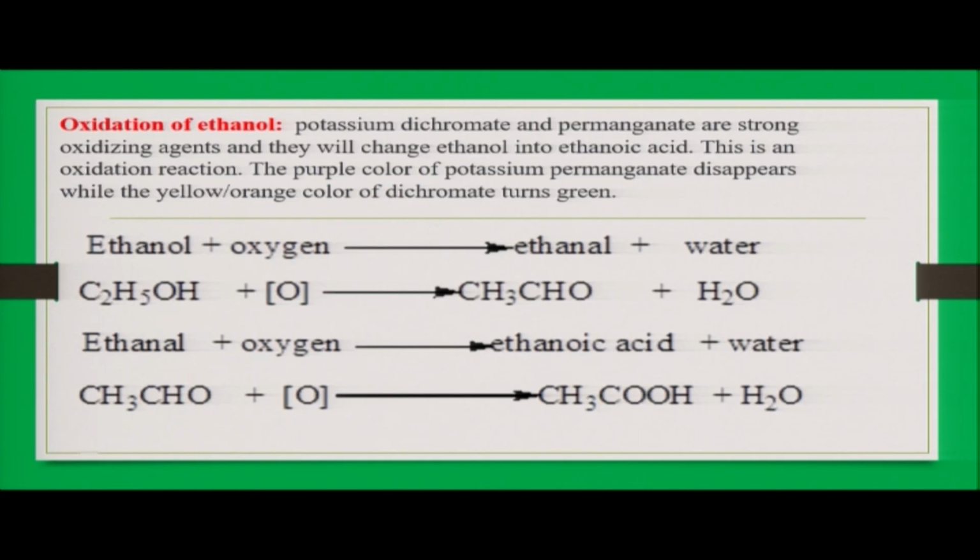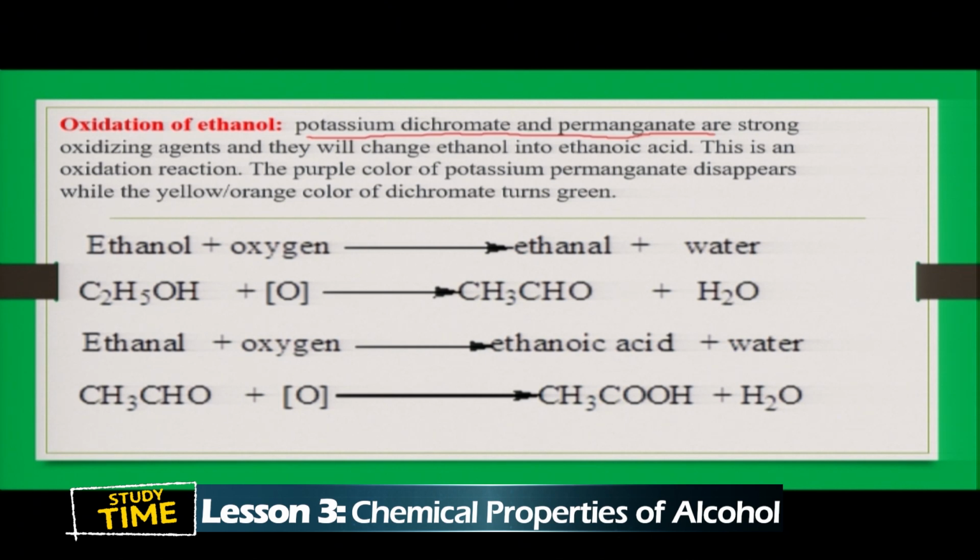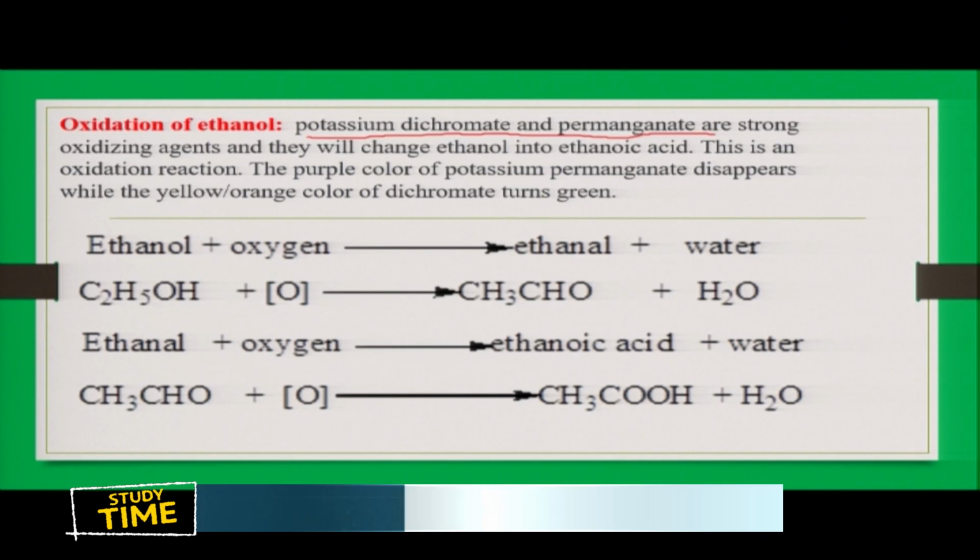What are these oxidizing agents? The oxidizing agents that we are talking about are, we have potassium dichromate over there. You have potassium dichromate and potassium permanganate. These are the oxidizing agents that we use, that they are strong oxidizing agents, and they oxidize alcohol into carboxylic acids.